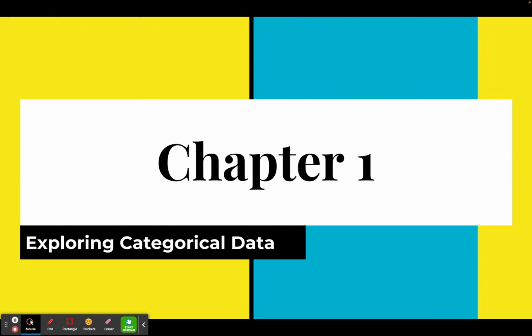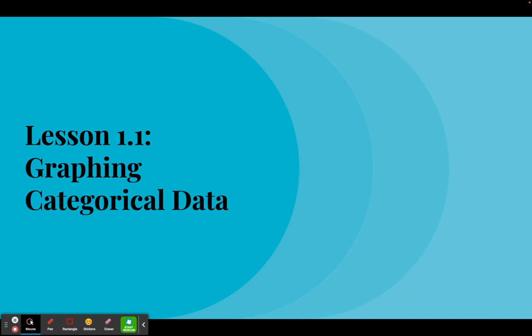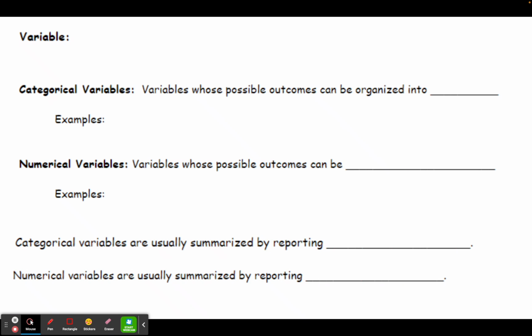Chapter 1 is about exploring categorical data. And in the first lesson, lesson 1.1, we're going to look at ways to display categorical data by graphing.